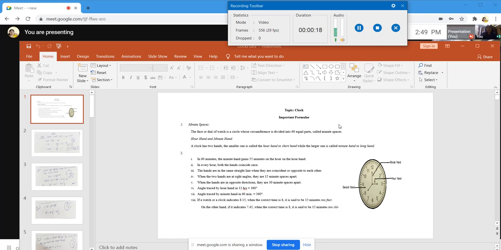So first we can discuss the problems on clocks. This is quite easy and interesting. Once we know the concept, we can solve it very quickly. Okay, so first we come to know what clocks are, and there are three important hands.